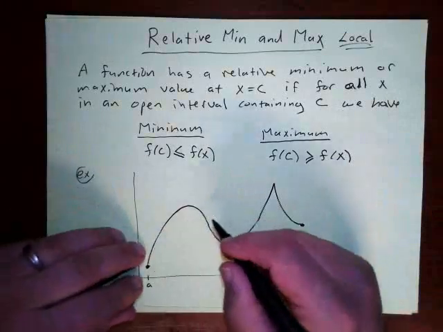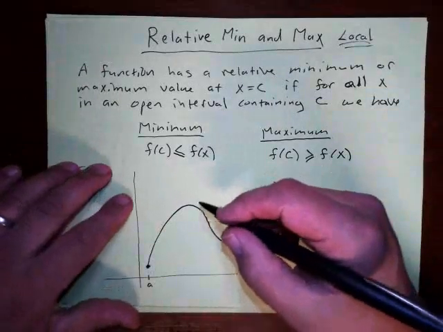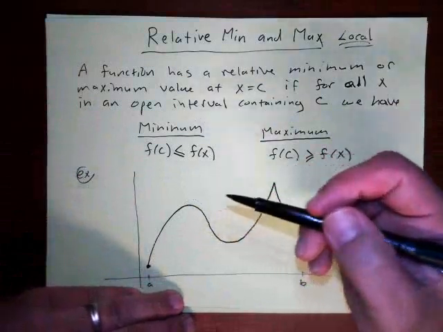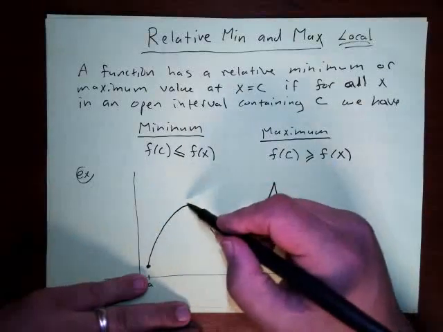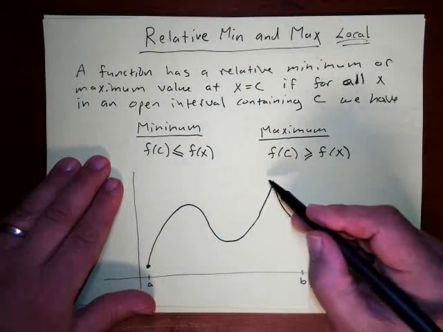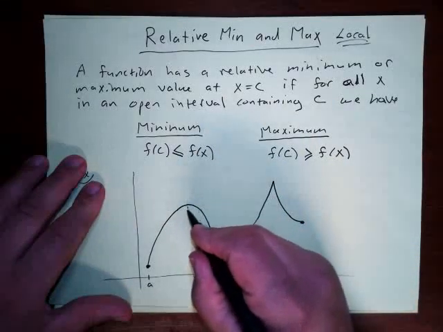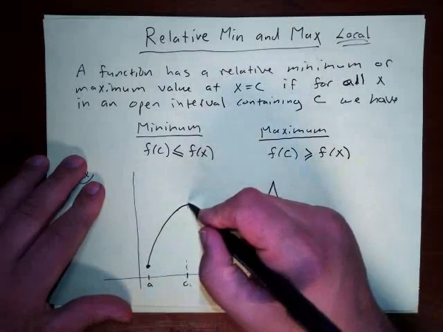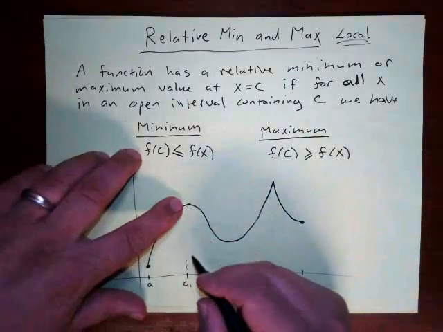Or f of c is greater than all the other values in the interval. Okay? And so intuitively, when you look at the graph, so here's a kind of a strange looking graph, the relative mins and maxes are like the peaks of the graph or the valleys. It's where the graph gets to its highest point, turns around, or to its lowest point, turns around. And even here, where it makes a sharp turn, but it turns around. So, I'll call this c1. And this is a relative min, or this is a relative max.